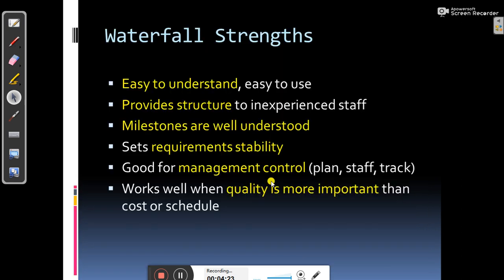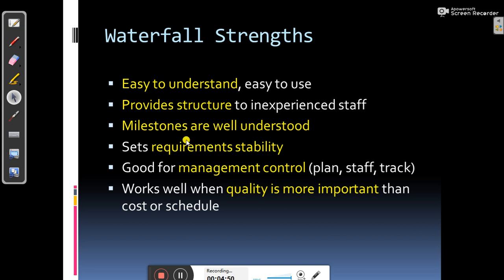So actually the strengths, the very useful keys of the waterfall model, are that it is easy to understand, easy to use, and provides structure to inexperienced staff. Suppose you have inexperienced staff to develop a project, then you can go through it, because it provides that type of structure for inexperienced staff.